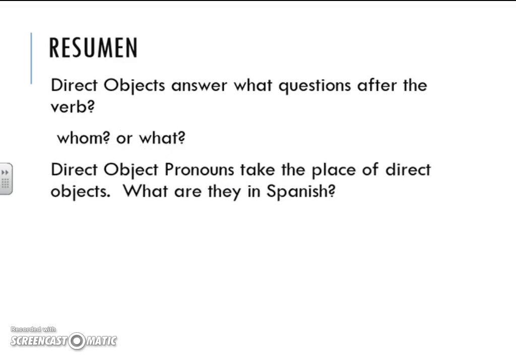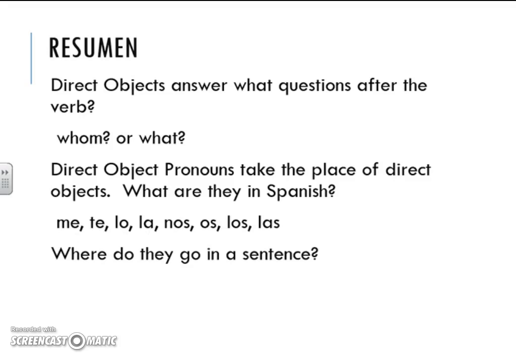The next point says direct object pronouns take the place of direct objects. Okay, we know that. So what are they in Spanish? We know that they are me, te, lo, la, nos, os, los, las. Those are all directs. So where do they go in a sentence? They can go in two places.